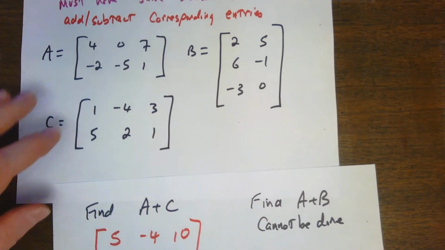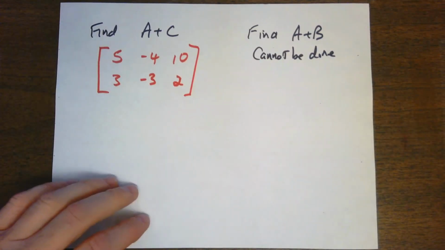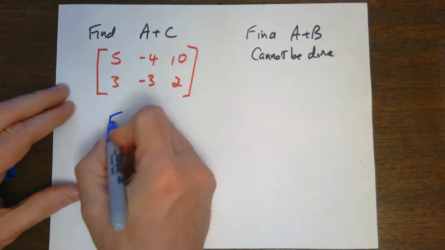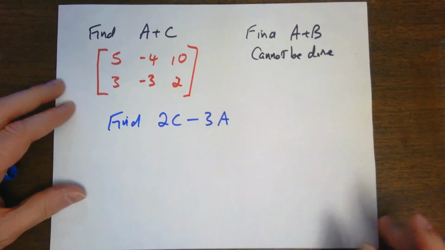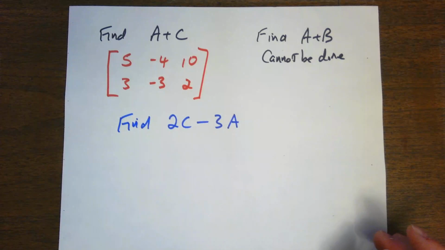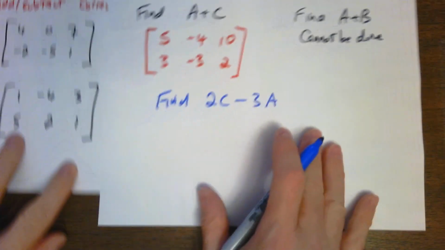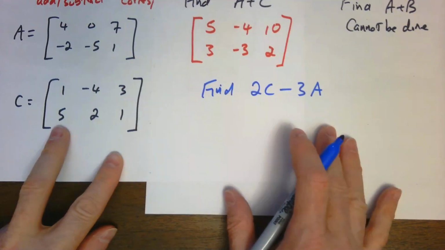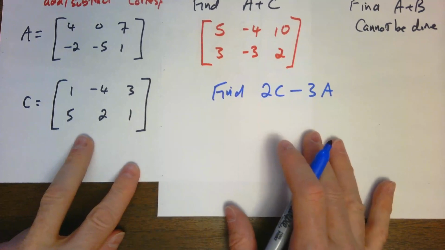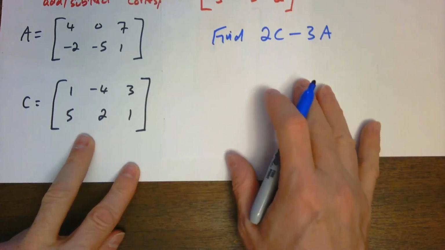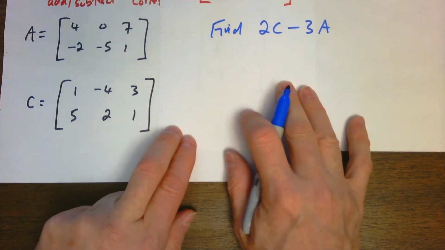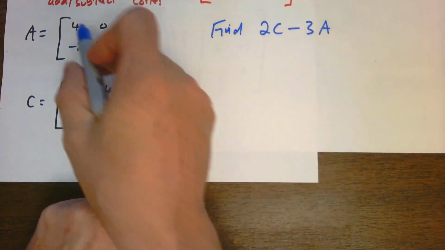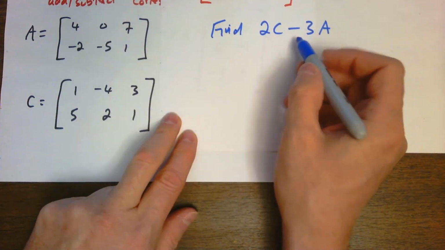All right, so let me give you one to try. Still using these same three matrices, now I want you to find 2C minus 3A. All right, here we go. So let me try to get everything on the screen here. There we go. That'll work. 2C minus 3A. Well, it's a 2 by 3 and a 2 by 3, so I can combine them.